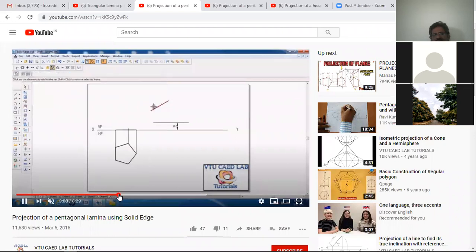So don't use this way. Okay, right? Now here we have done this by using the arc by center point command. Now we have to project the top view.